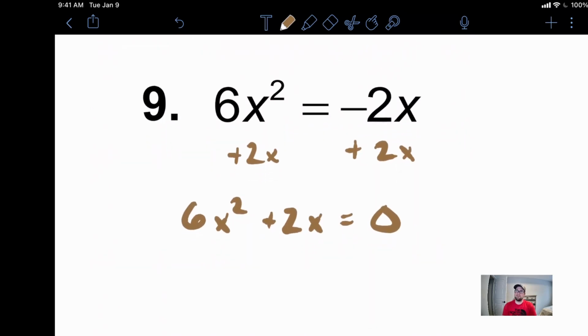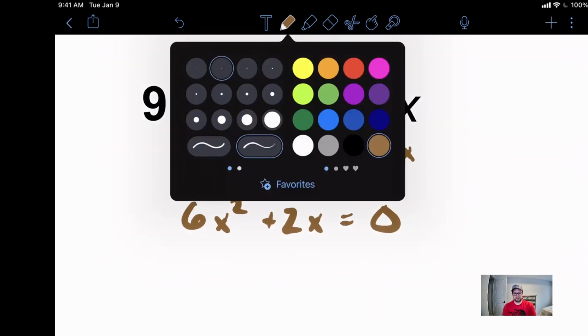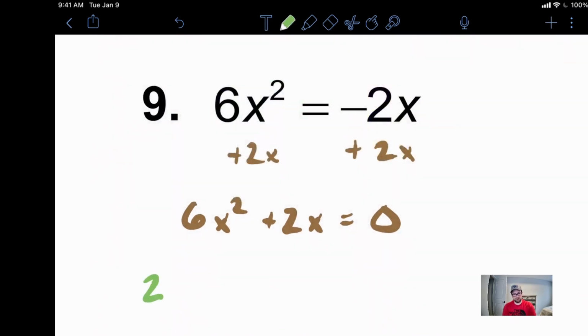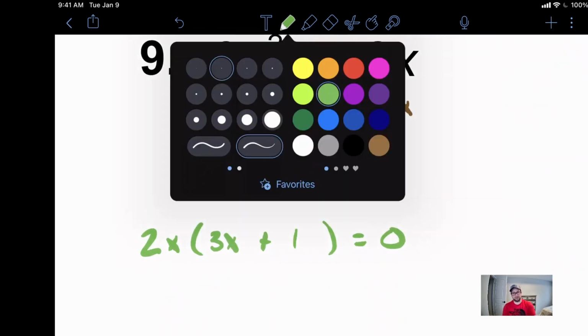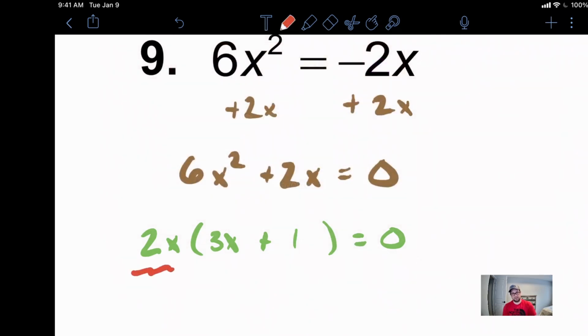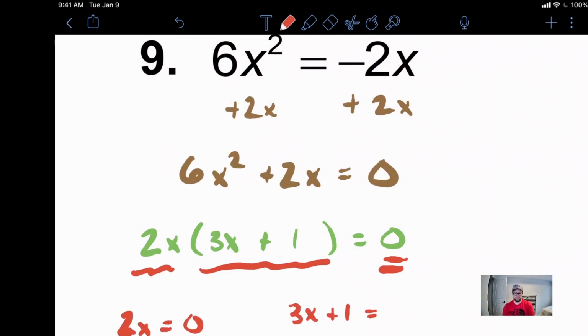Now, at this point, once we're equal to 0, then we want to factor. So I can pull a 2x out of both of those terms, and that would of course leave me with a 3x here and a plus 1 here equal to 0. Now we just want to take our two parts that are being multiplied to equal 0 and set them both equal to 0. 2x equals 0 and 3x plus 1 equals 0.